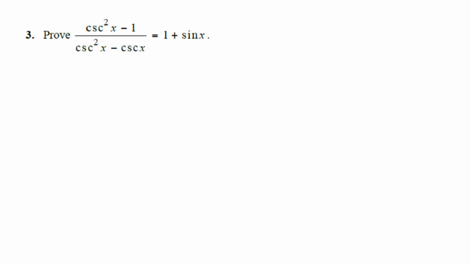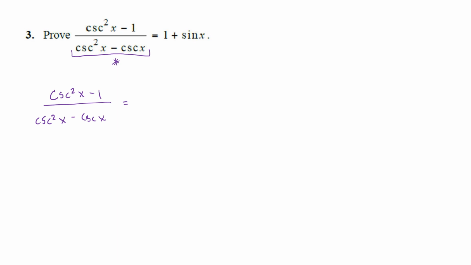Prove cosecant squared x minus 1 divided by cosecant squared x minus cosecant x equals 1 plus sine x. So we're going to start with the more complicated side. Okay. So we have cosecant squared x minus 1 in the numerator and cosecant squared x minus cosecant x in the denominator.